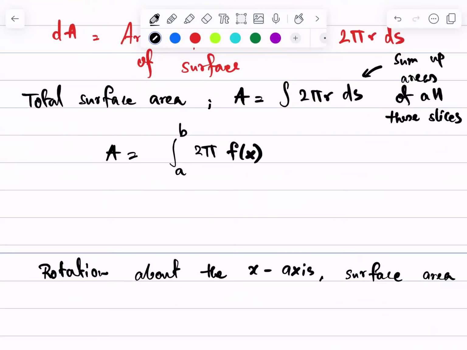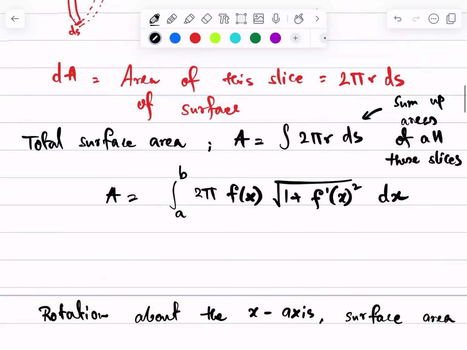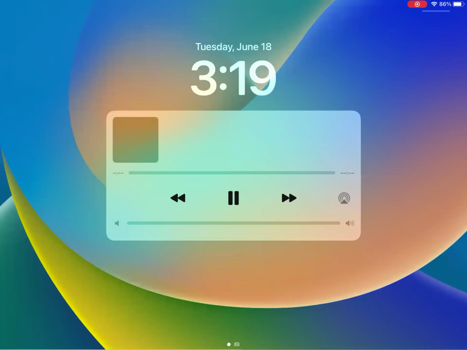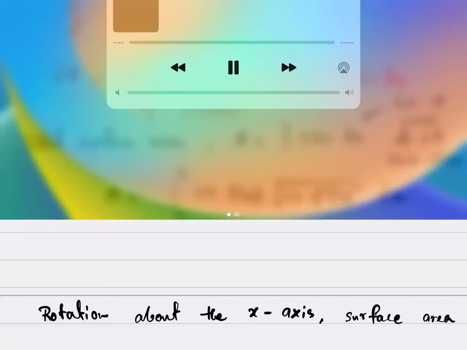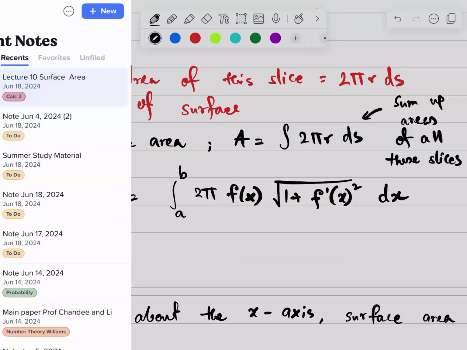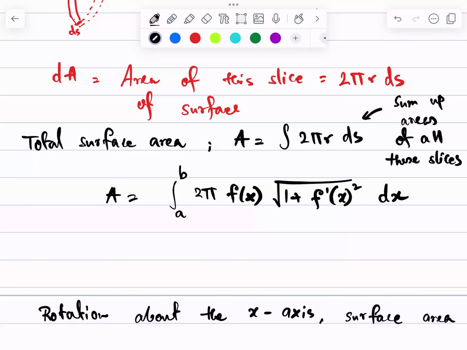Then r will be f(x). And now what is ds? Remember, ds is the arc length, right? And we have the arc length formula, which I have derived before, square root of 1 plus f prime x squared dx. Okay. So this is the basic theory that is going around. Just let me increase the brightness.